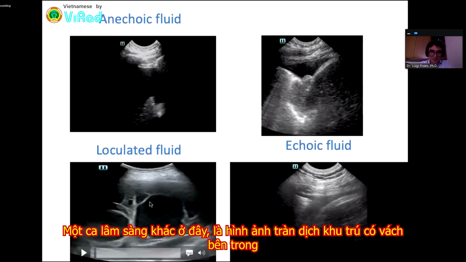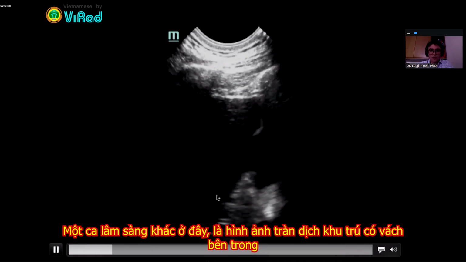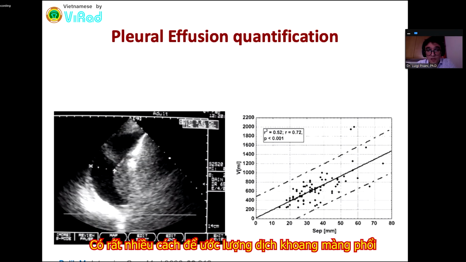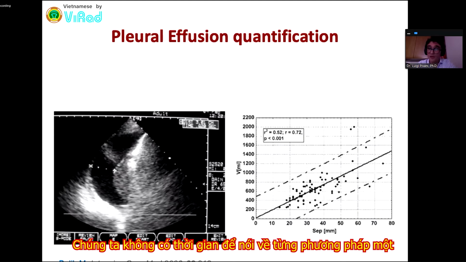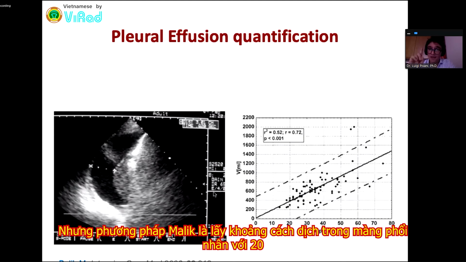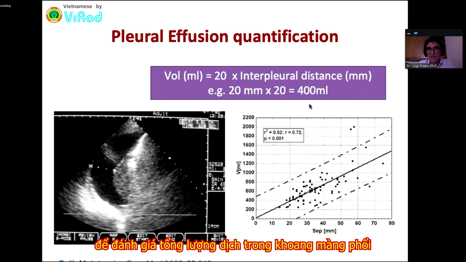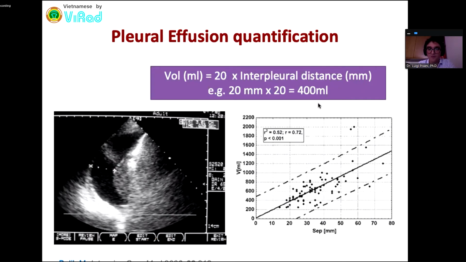In this other case, it's a loculated, septated pleural effusion with septa inside that you can see. There are many ways to estimate pleural effusion. We do not have time, so only one method, BALIC, for example: you multiply the interpleural distance by 20 to obtain an estimated quantity of pleural effusion.